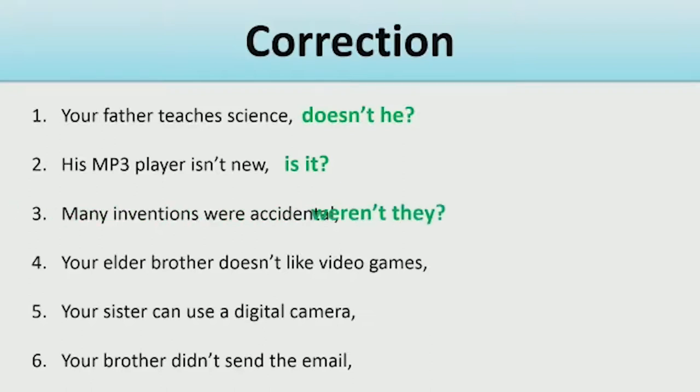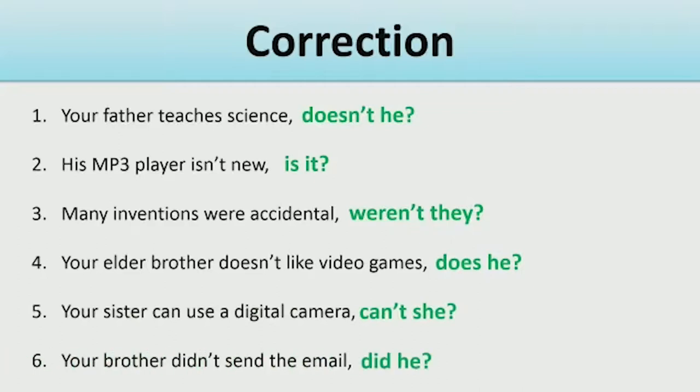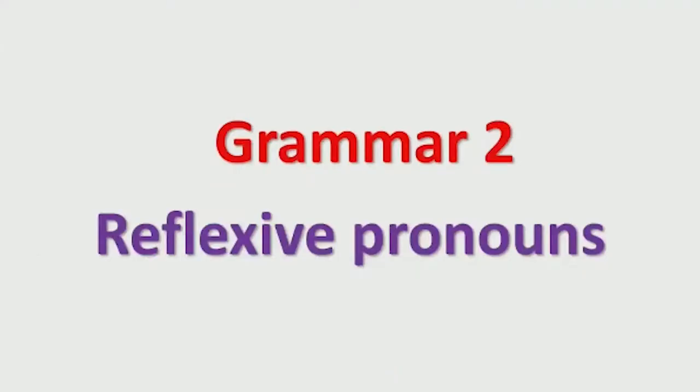Weren't they? Good. Number four, your elder brother doesn't like video games. Does he? Number five, your sister can use a digital camera. Can she? Number six, and finally, your brother didn't send the email. Did he? Okay. So now, let's move on to the second grammar, which is reflexive pronouns.